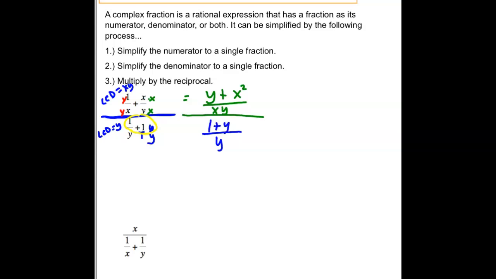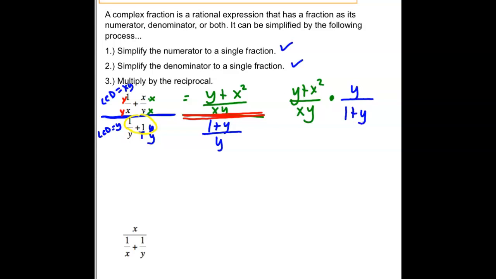Okay? So we've done the first two steps here. We've converted the top into a single fraction. We've converted the bottom half into a single fraction. Now this line says we are dividing these two fractions. So we are going to actually multiply by the reciprocal. So we're going to have y plus x squared divided by xy. And we're going to multiply by the reciprocal of the blue part. So we get y over 1 plus y.